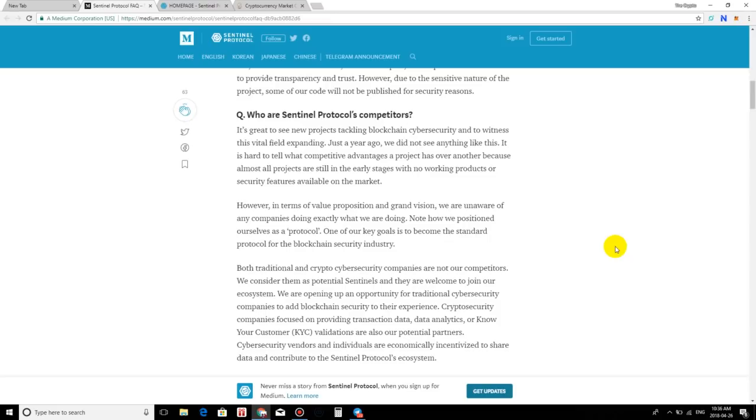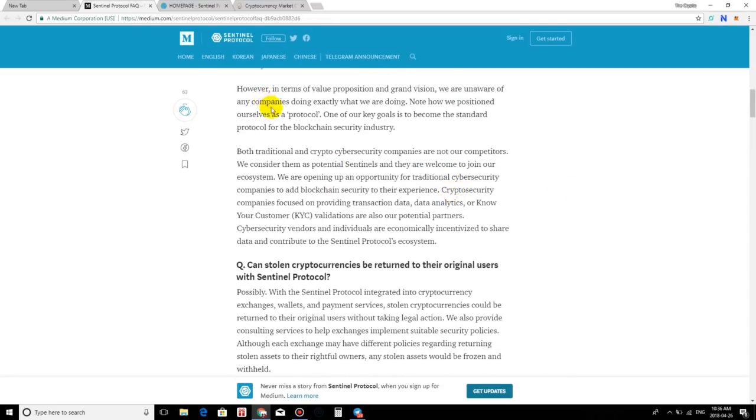It's hard to tell what competitive advantages a project has over another because almost all projects are still in the early stages with no working products or security features available on the market. However, in terms of value proposition and grand vision, we are unaware of any companies doing exactly what we are doing. Note how we positioned ourselves as a protocol. One of our key goals is to become the standard protocol for the blockchain security industry.